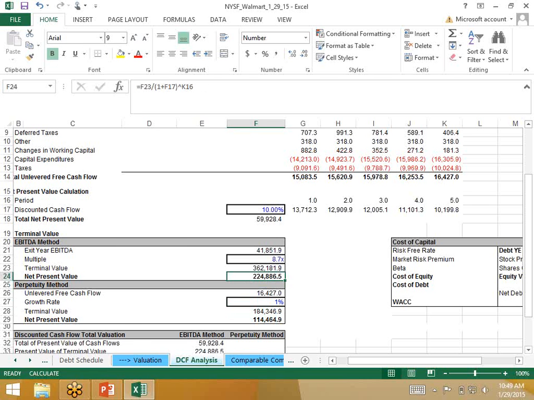What do you guys think? Tough question. But there's meaning to it, whether you believe it or not. What's different that we spoke about before about the implication of the EBITDA method versus the perpetuity method?